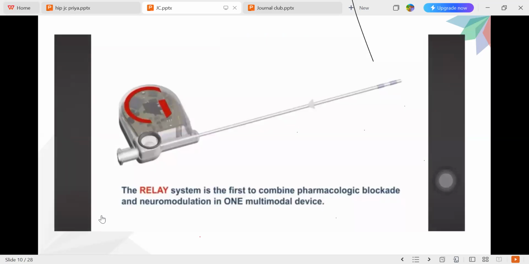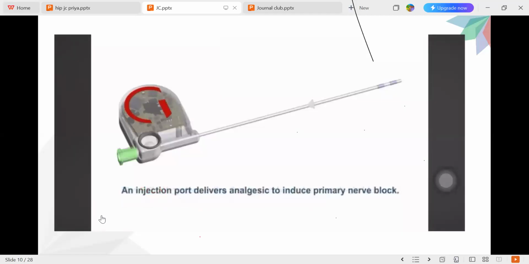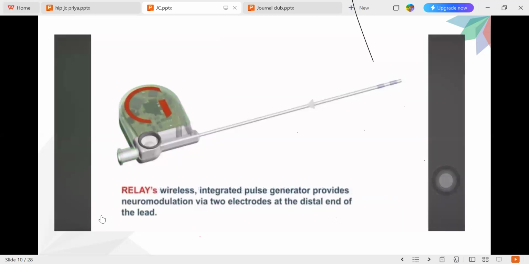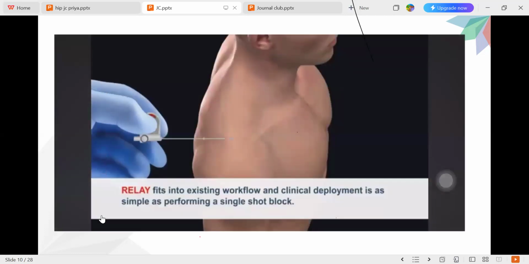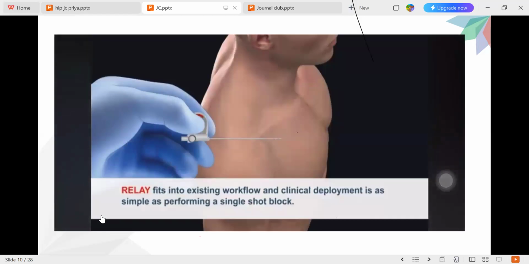Device. Relay system is the first to combine pharmacologic blockade and neuromodulation in one multimodal device. An injection port delivers analgesic to induce primary nerve block. Relay's wireless integrated pulse generator provides neuromodulation via 2 electrodes at the distal end of the lead. There's a second injection port for treatment of breakthrough pain following discharge. Relay fits into existing workflow, and clinical deployment is as simple as performing a single shot block.